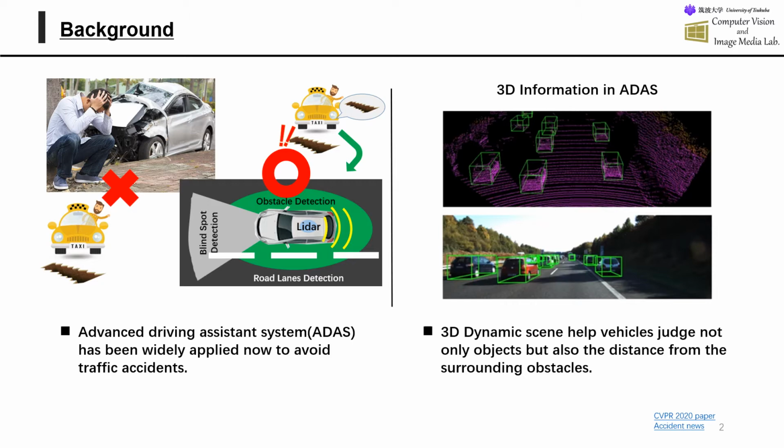So, the 3D scene is normally applied in ADAS. Moreover, the movement of surrounding vehicles is one of the biggest problems for autonomous driving. So, a real-time visible 3D dynamic scene is necessary for vehicles to achieve level 5 in autonomous driving.